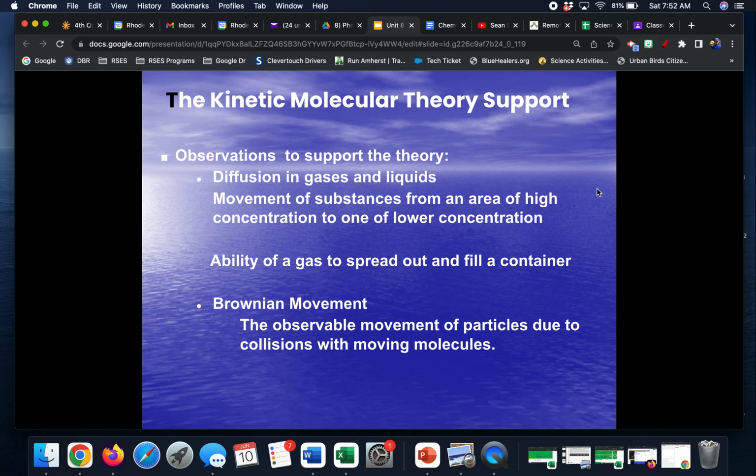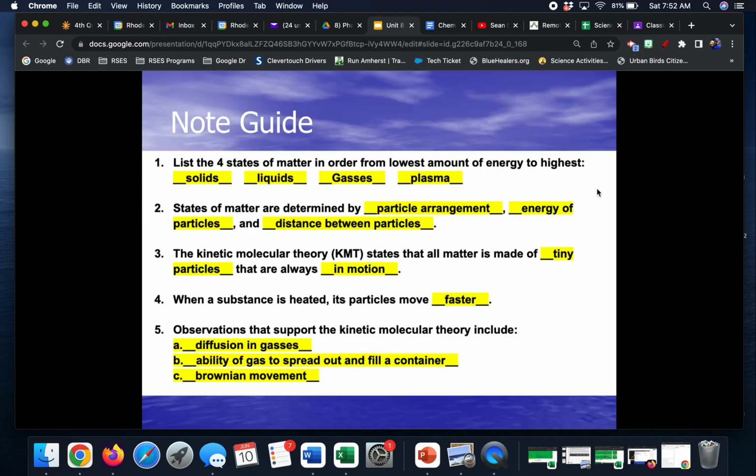Other people in the classroom will smell it too as it spreads further and further to those low areas of concentration. Brownian movement is another observable example of how particles move when they collide. Think of if you pour food dye one drop at a time into water. It's random. You can't predict how it's going to spread out, but it is moving. Go ahead and pause while you put all this in your notes.